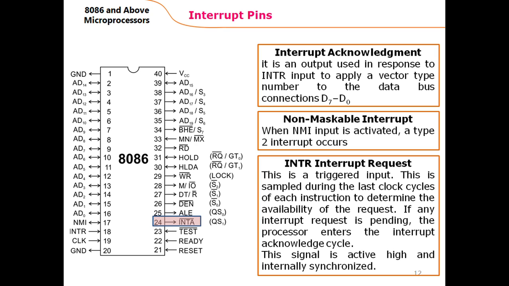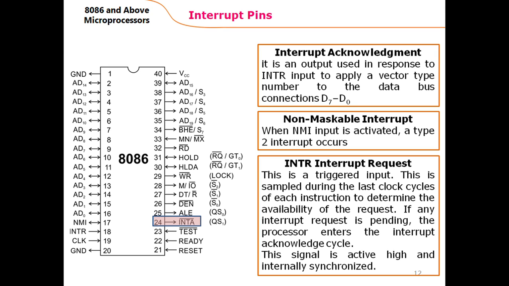sends an acknowledgement and a vector type number, which is an 8-bit vector type number. Because there are 256 interrupt vectors in the vector table, 8 bits is sufficient to identify each interrupt vector uniquely. That 8-bit value is sent through the data bus connections D0 to D7, and this would identify the vector number to be executed, and that vector number would provide the interrupt service procedure, which includes some instructions to be executed to handle this interrupt.